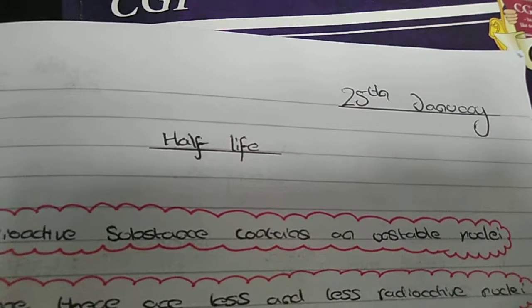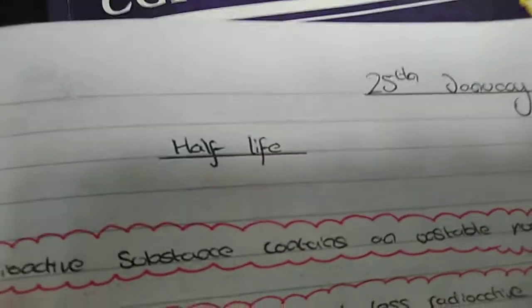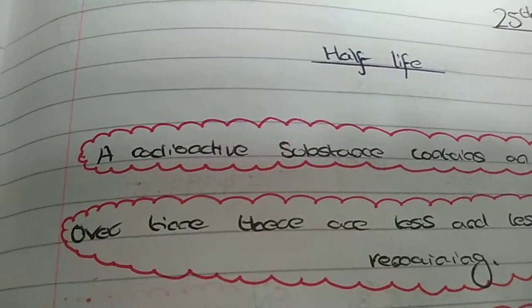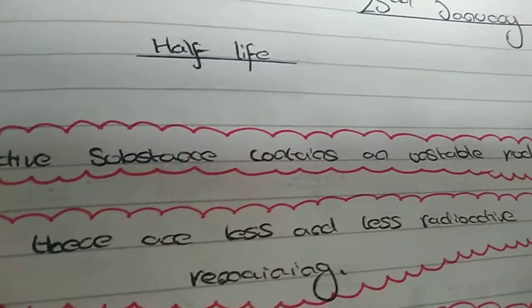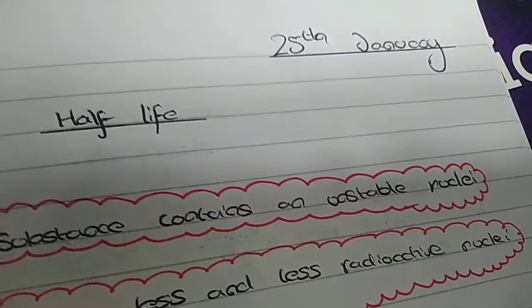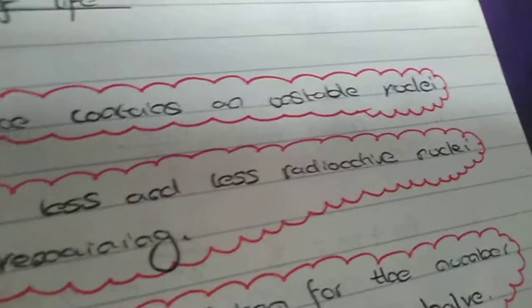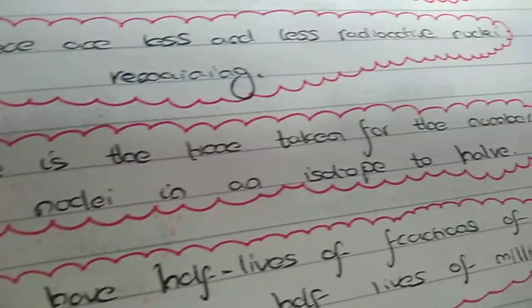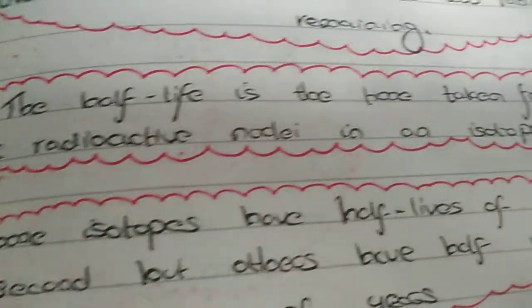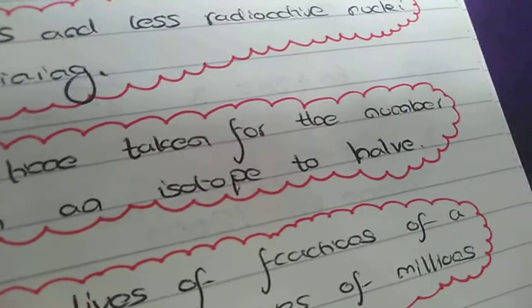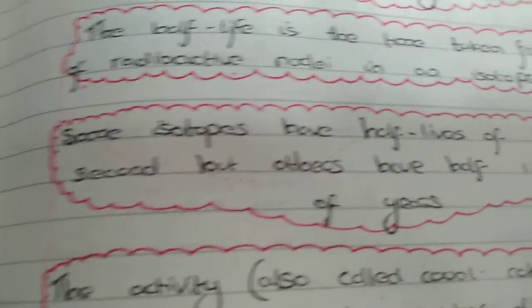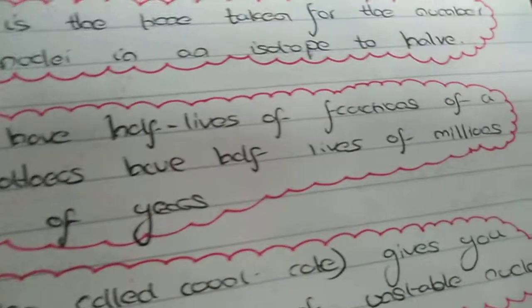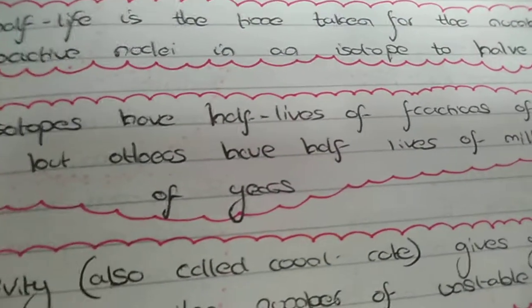You've heard of the song Park Life. Now get ready for half-life. A radioactive substance contains unstable nuclei. Over time, there are fewer and fewer radioactive nuclei remaining. The half-life is the time taken for the number of radioactive nuclei in an isotope to halve. Some isotopes have half-lives of fractions of a second, but others have half-lives of millions of years.